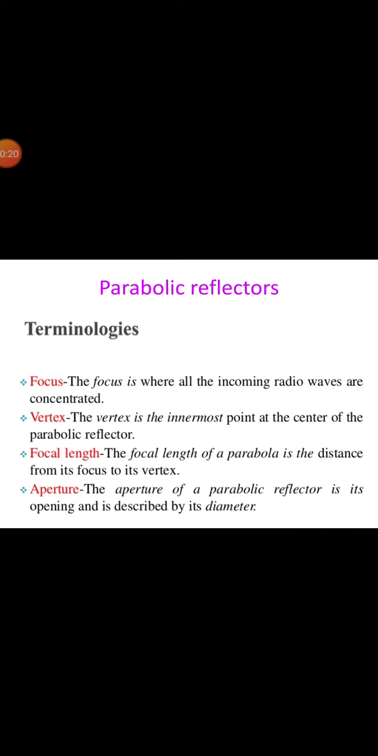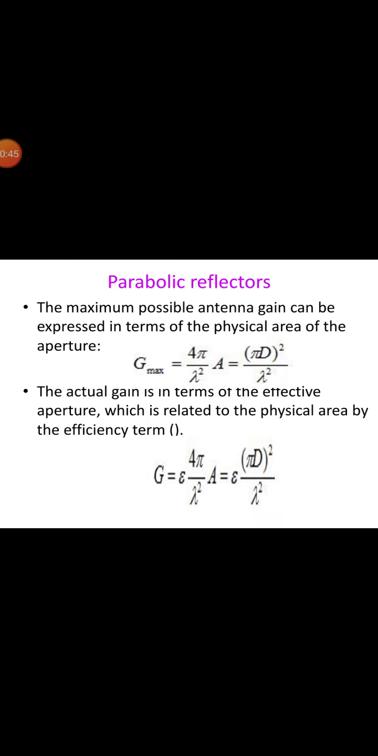Here, the focus is where all the incoming radio waves are concentrated. Vertex is the innermost point at the center of the parabolic reflector, and the focal length of a parabola is the distance from its focus to its vertex. And the aperture of a parabolic reflector is its opening, and it is described by its diameter. And this figure shows a parabolic reflector and a feed antenna placed at a small distance d.